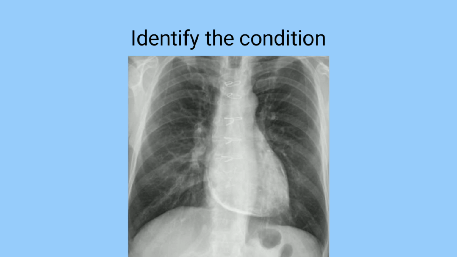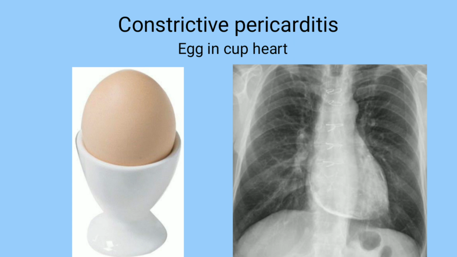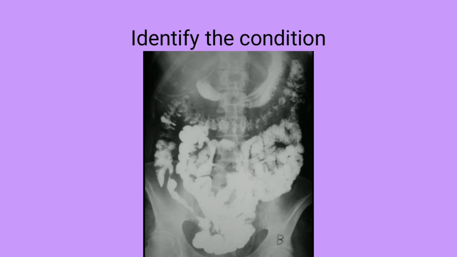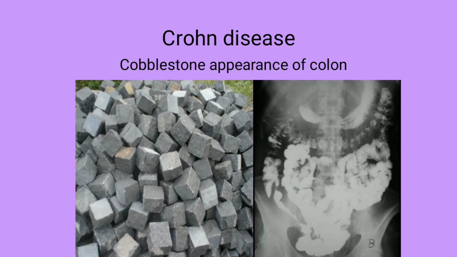Identify the condition. Egg in cup heart seen in constrictive pericarditis. Identify the condition. Cobblestone appearance of colon is seen in Crohn disease.